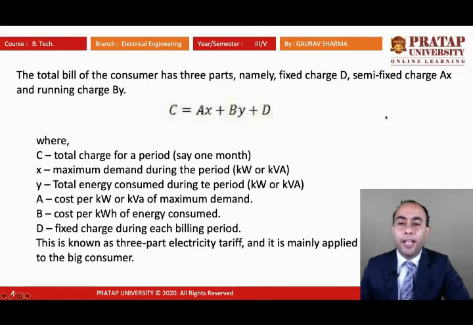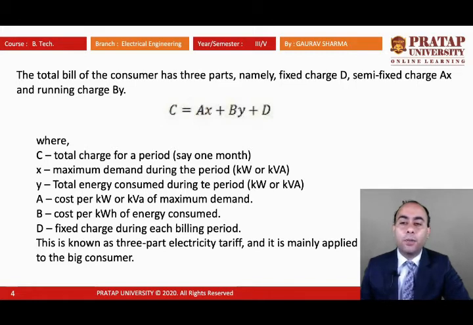X is the maximum demand during the period, which is in kilowatt or kVA. Say in a month we are using a maximum demand of approximately 100 watt, for example. So it is the maximum demand for a month, and it is denoted by X. Y is the total energy consumed during the period. So the total energy which we consume during the complete period, whatever it is, 1 month or 2 months, is denoted by Y.